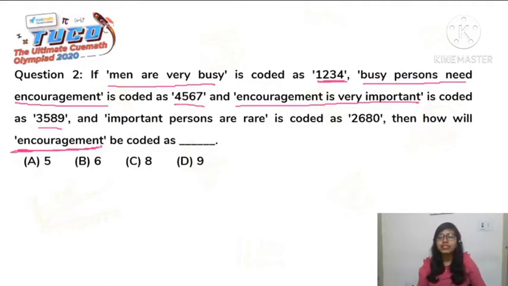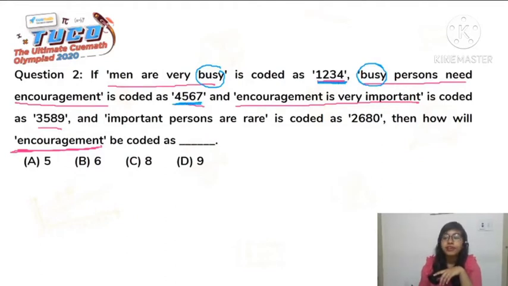Okay, so with this, let's first see. Men are very busy. For such questions, take two sentences at once and compare which is the common word between them and accordingly which is the common number between them. So if you see, men are very busy, busy persons need encouragement. Busy is common in both statements. According to the coding of these two, do you see any number in common? I see that there's a 4 here as well.